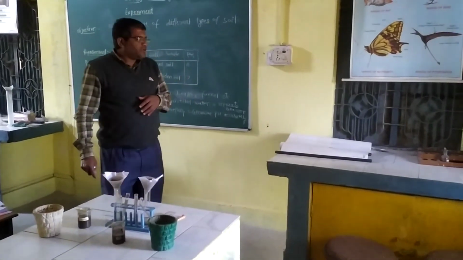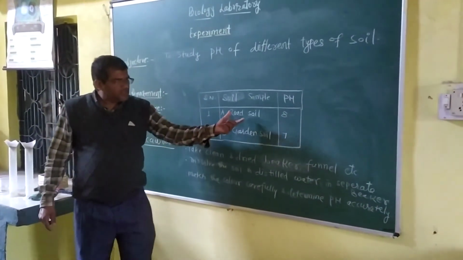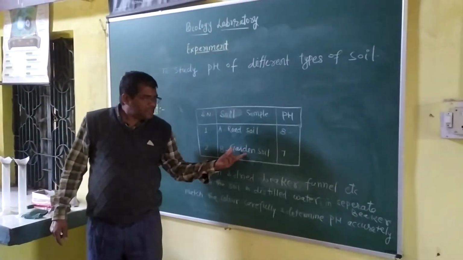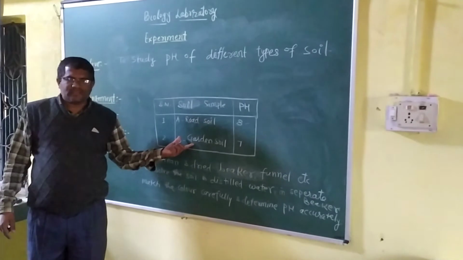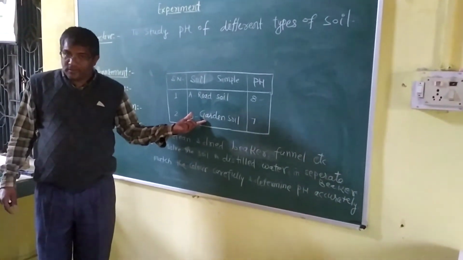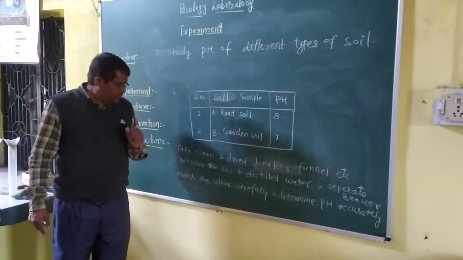So thus children, we came to know the road soil pH is more and garden soil pH is less. So if the pH is less, that is best for the plant. So garden soil is the best soil for the plant.